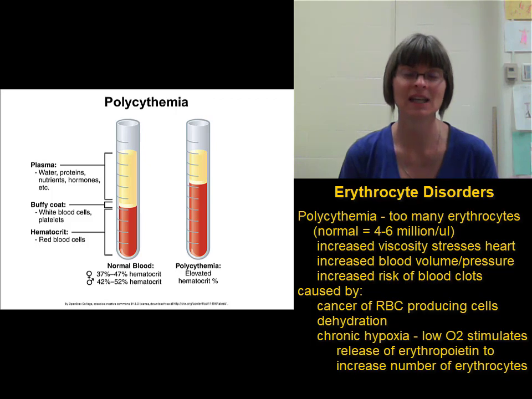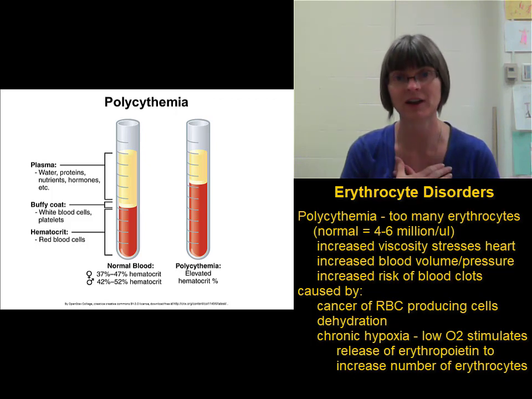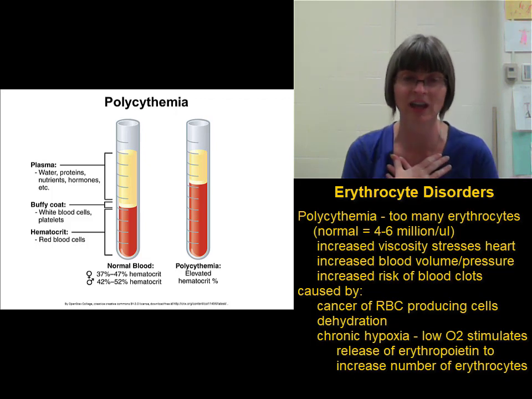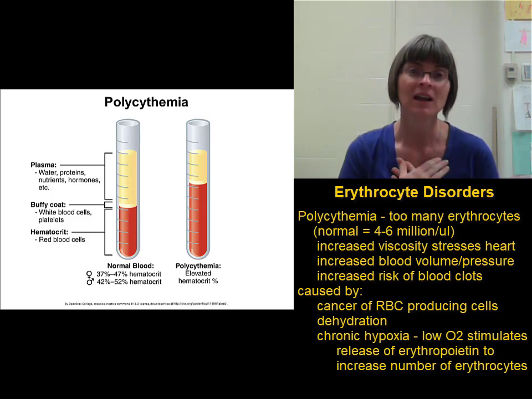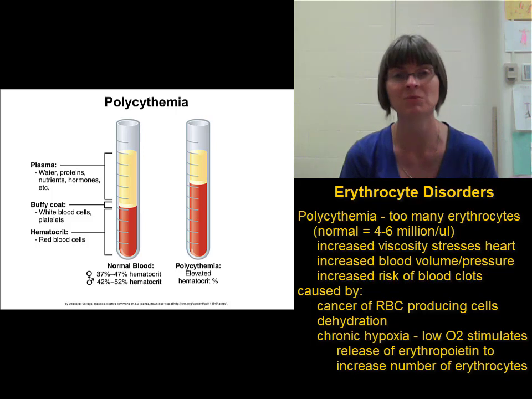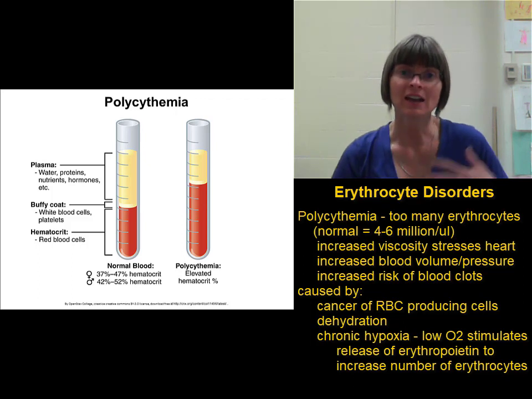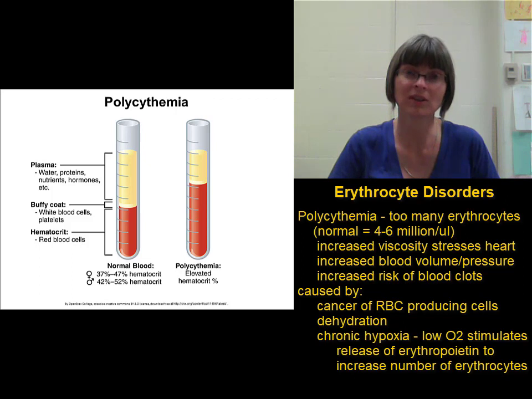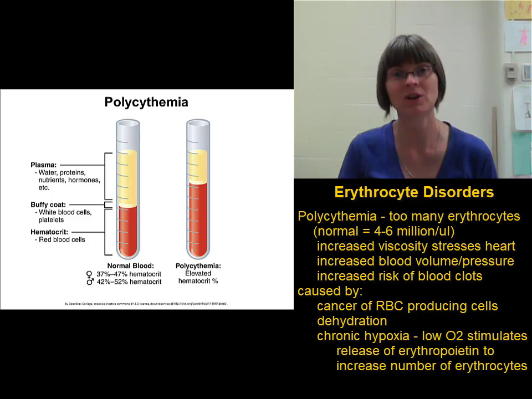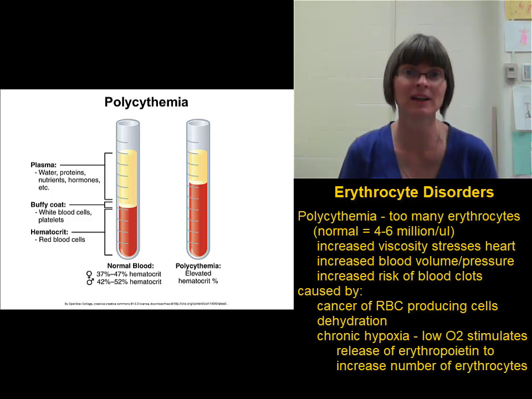This can be seen in people with emphysema or other lung disorders who have low levels of oxygen in their blood because they can't exchange gases in their lungs very well. This can be seen in smokers for the same reason. This can be seen in athletes who engage in a high level of training. As they exercise frequently and they keep their oxygen levels low as they exercise, that stimulates the production of more red blood cells. So highly trained athletes usually have higher hematocrits than people who don't exercise.